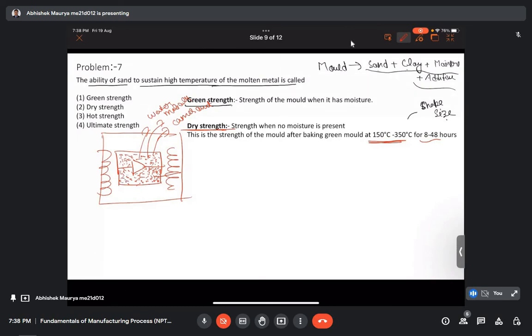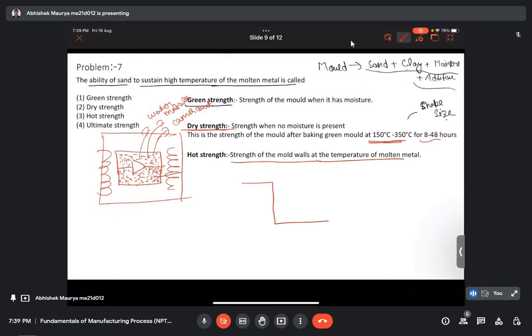So dry strength is the strength of the mold when there is no moisture. So that is called the dry strength. But what is the hot strength? Hot strength is the strength of the mold wall at the temperature of the molten metal.